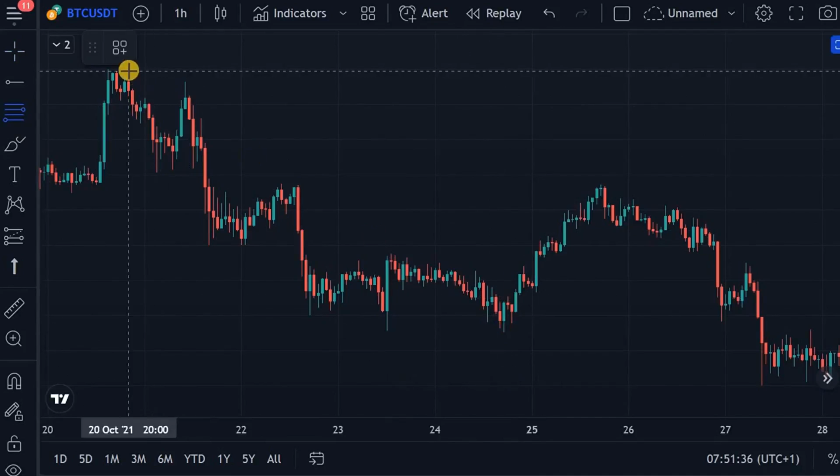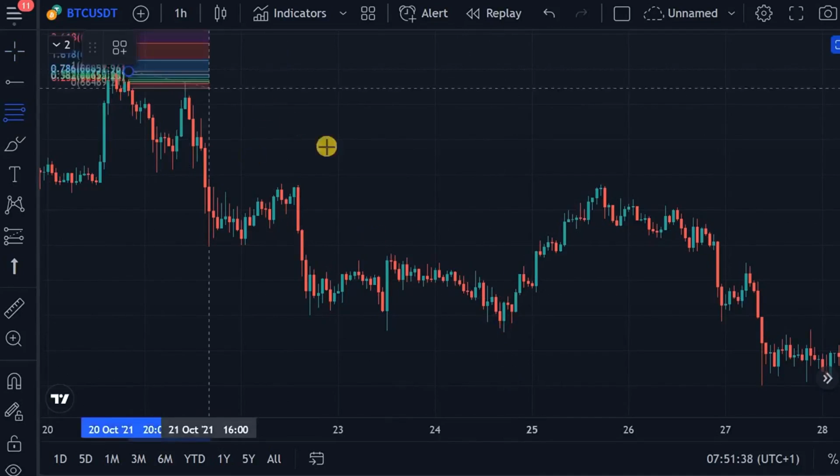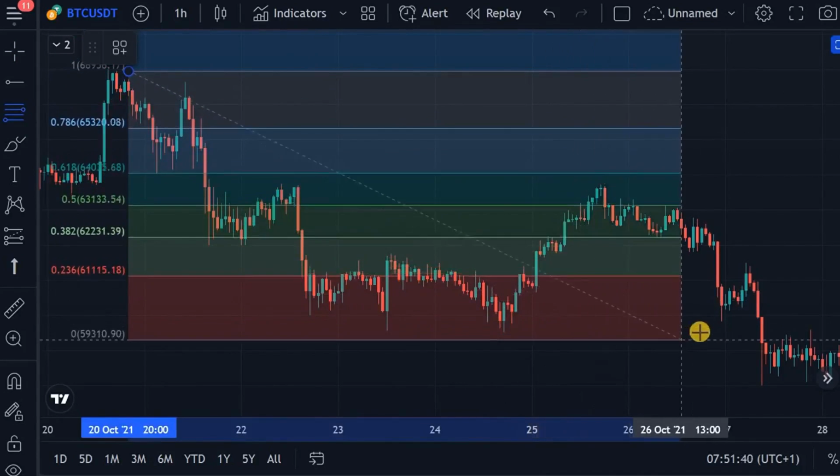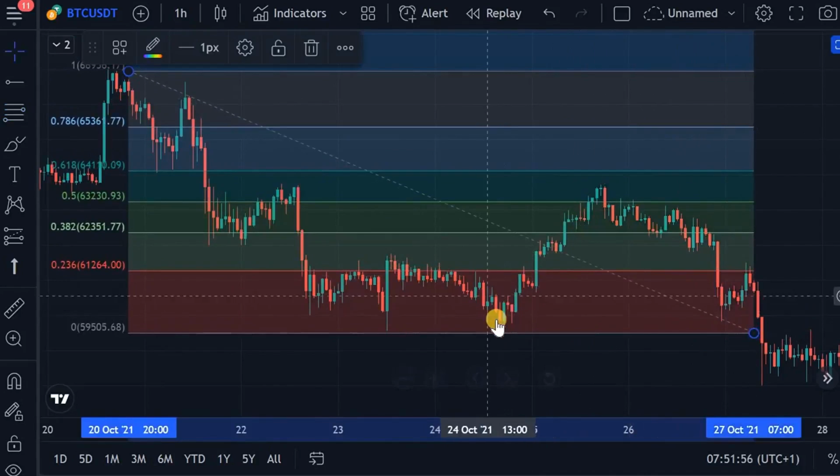Alright, so we are going to swing from this point right here all the way to the low side of the trend. You can see that this was the low of this downtrend right here. The price went from this top to the bottom.